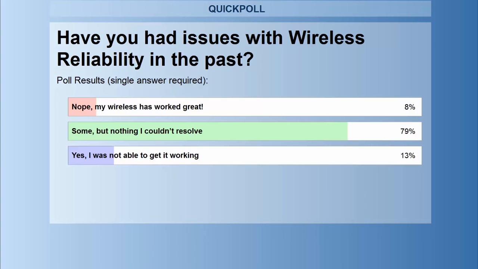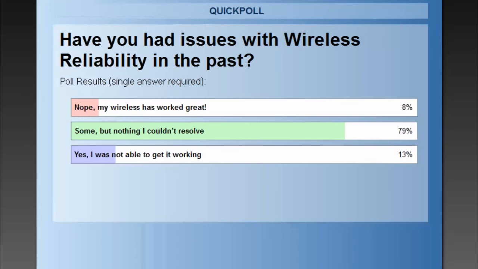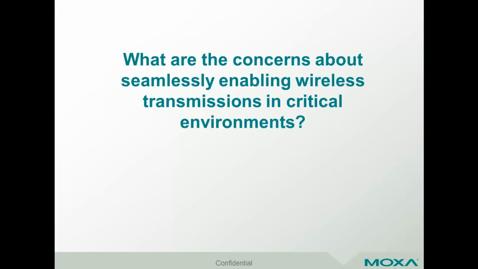Here are your results. As I mentioned, 79% of you had some reliability issues, but nothing that you couldn't resolve, which is great. Obviously, we always like to see wireless get resolved if possible. 13% of you said yes, I've had a lot of reliability issues, and I was never able to get wireless working. And the last percentage of you said, nope, my wireless has always worked great in the past. So thanks for participating in our poll.